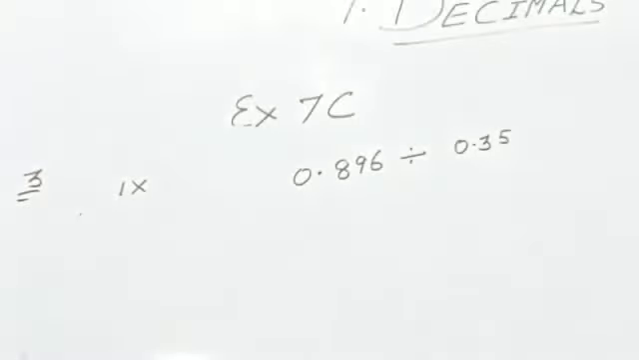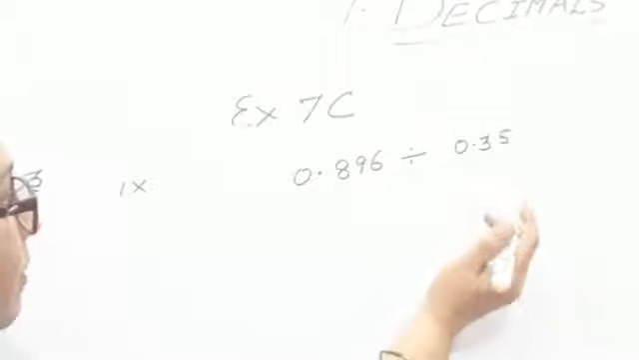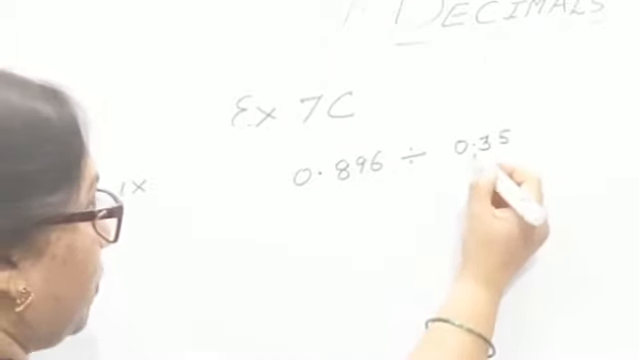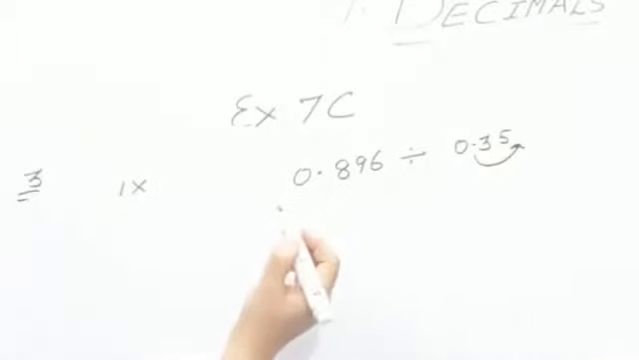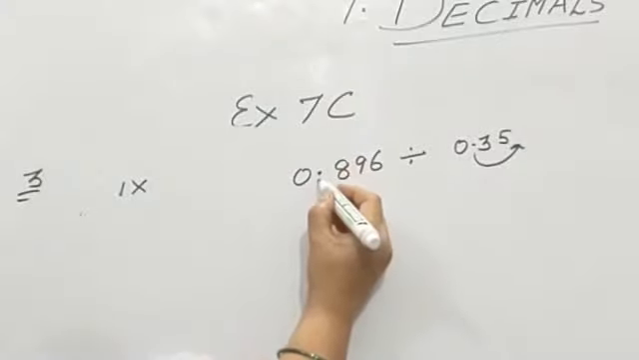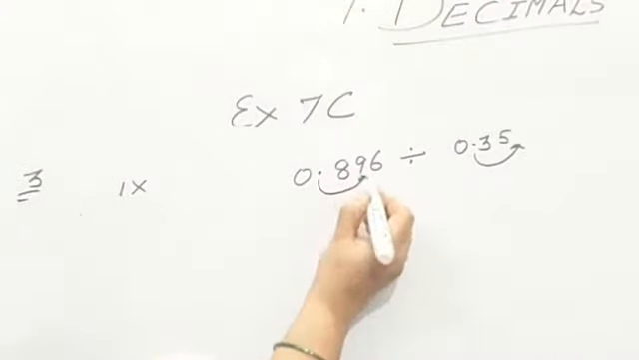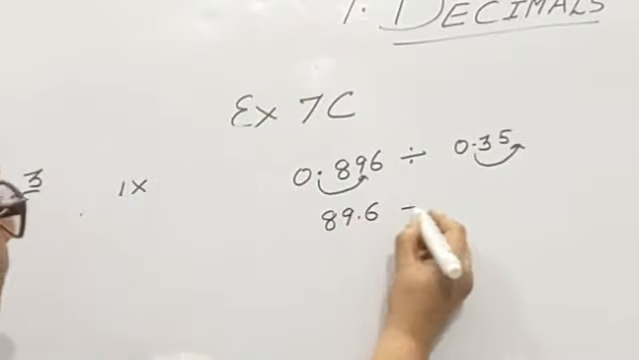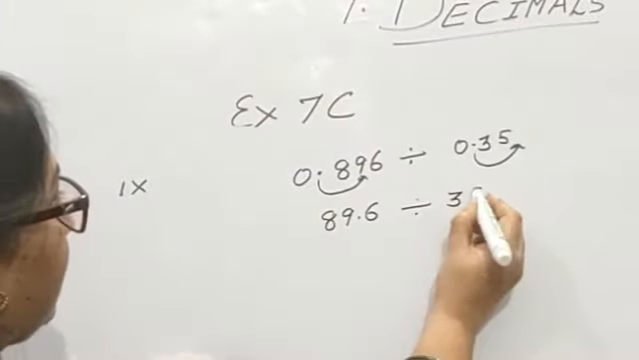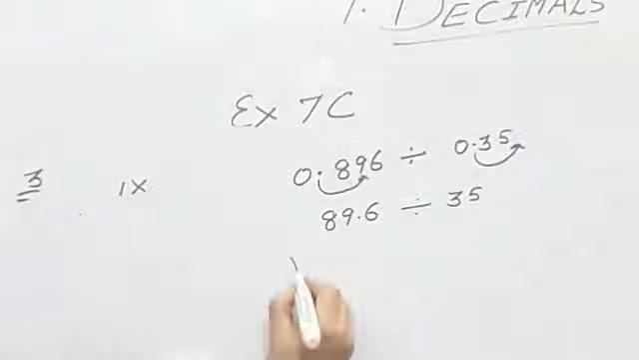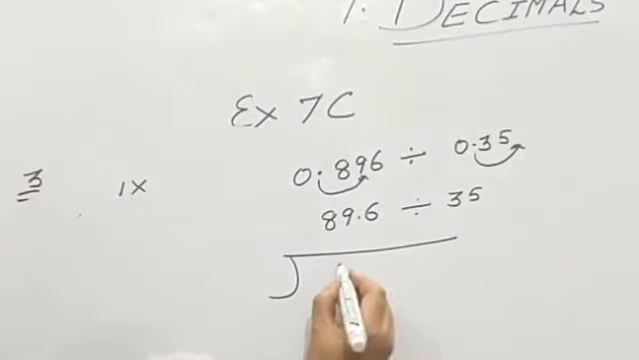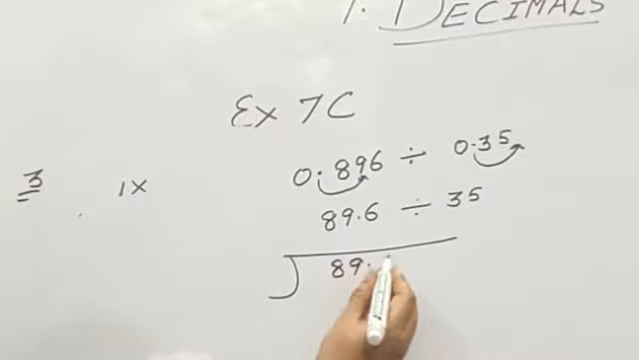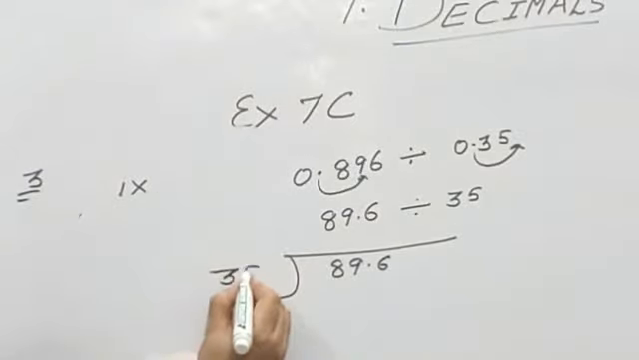Next question. Divide 0.896 by 0.35. So step 1, convert the divisor into a whole number just by shifting the decimal 2 places to the right. The same number of places the decimal is shifted in the dividend too. So it converts to 89.6 divided by 35. Let's proceed to the division now. Arrange in division form. 89.6 divided by 35.